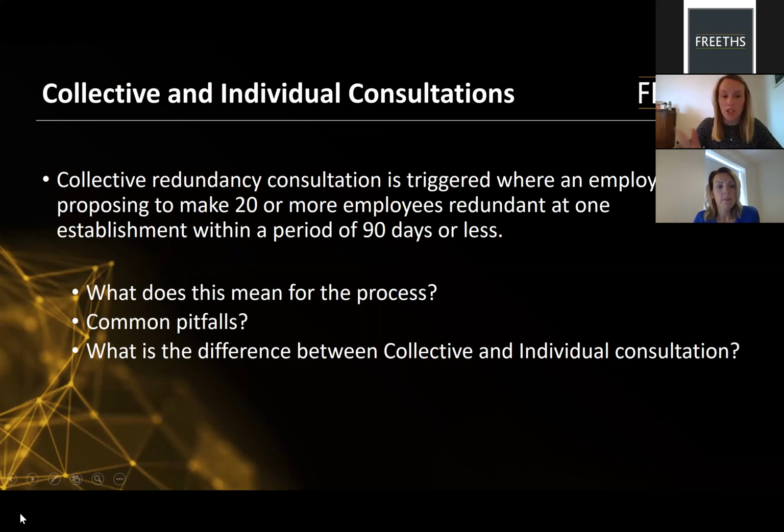So I suppose the first question is, what is the difference between collective and individual consultation? Well, collective consultation involves consulting with employee representatives about various matters that arise from the proposed changes, including ways of avoiding proposed redundancies, reducing the potential number of redundancies, and mitigating the consequences for the employees affected. And then following a collective consultation process, you would then consult on an individual basis with those employees that are affected to go through the usual individual redundancy consultation process.